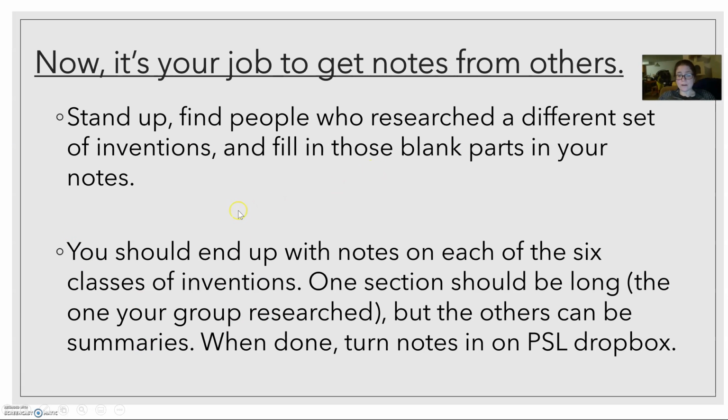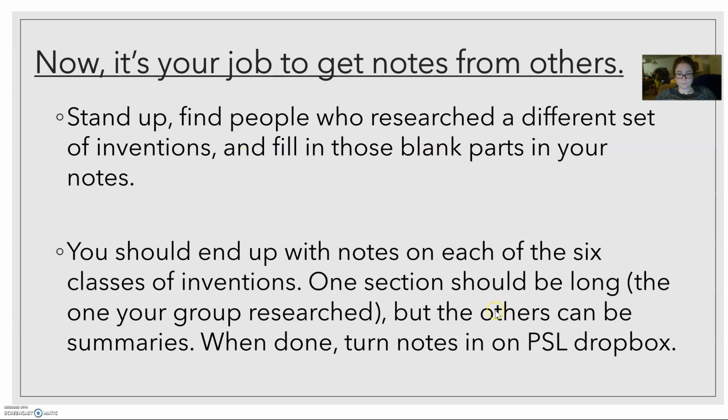But your goal is to end up with notes on each of those 6 different categories or classes of inventions. One section is going to be really long and detailed. That's the one your group researched together. But the others should just be summaries of what you talk about with the people who researched other sections. When you're done, just like everything else, you're going to turn in these type notes in the Power School Dropbox. I'm going to show you how to get there. Then you can pause this video and get back to work.